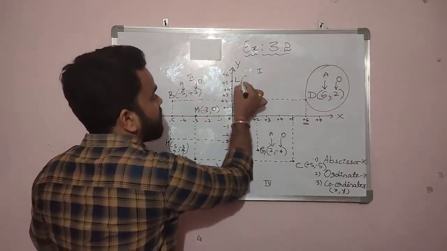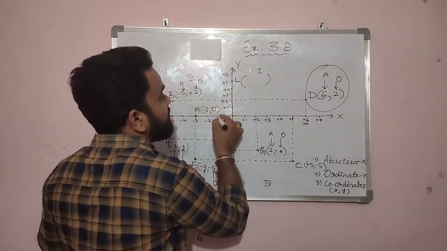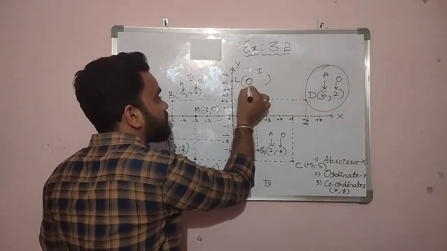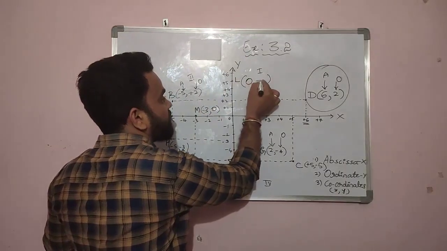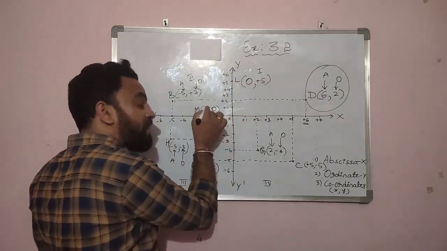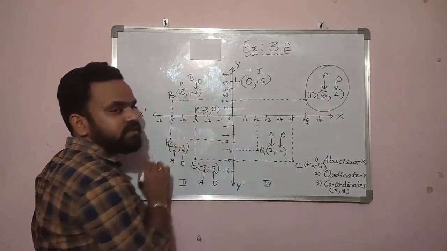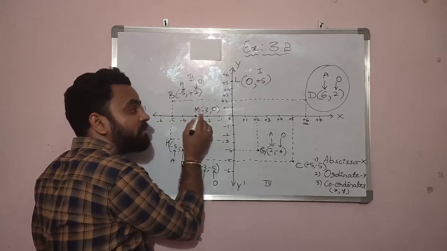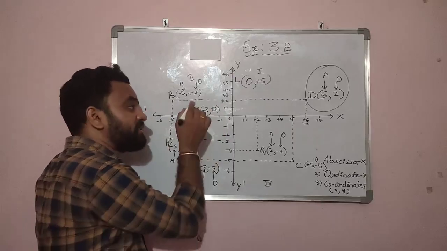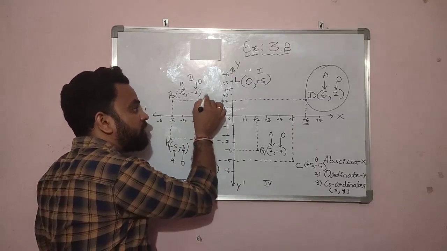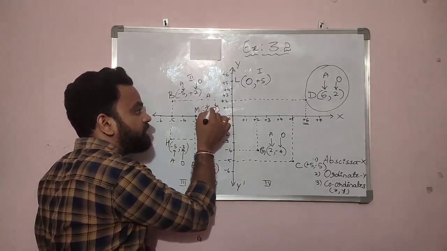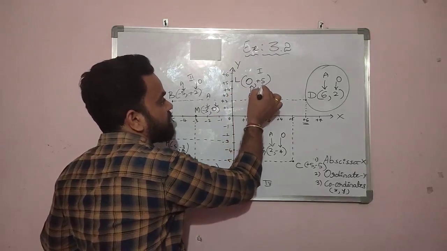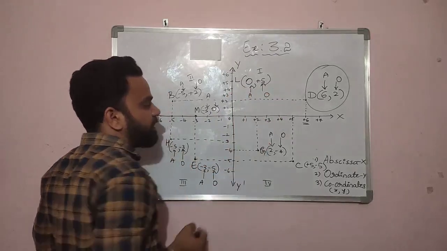Here is one more example. Here you can see the point is on the y-axis. On the y-axis, the x value is 0. What is the y value? It is plus 5. For M, the y value is 0. What is the x value? It is minus 3. What are the coordinates of point M? Coordinates of point M are minus 3 comma 0. What is its abscissa? Abscissa is minus 3. What is its ordinate? It is 0. For the y-axis point, its abscissa is 0. Its ordinate is plus 5.